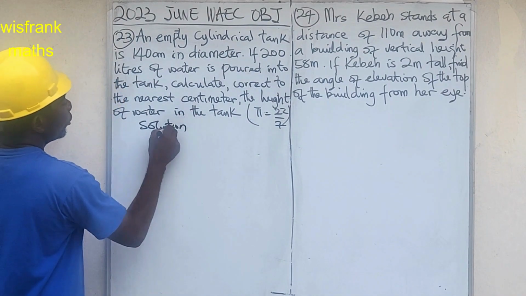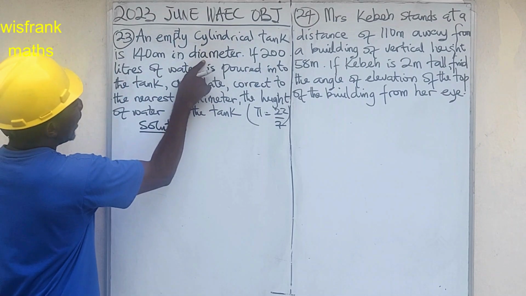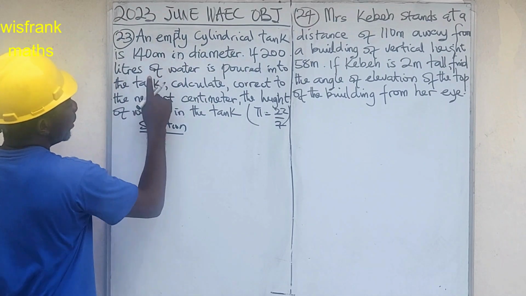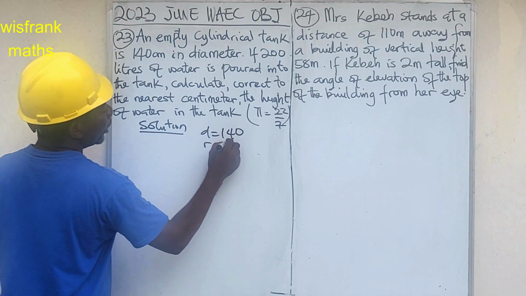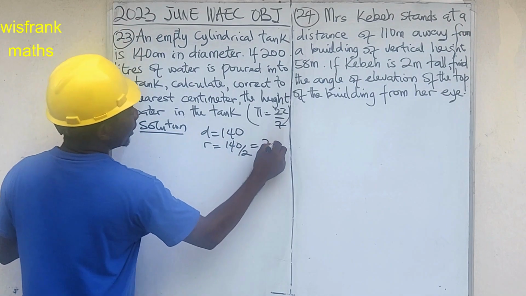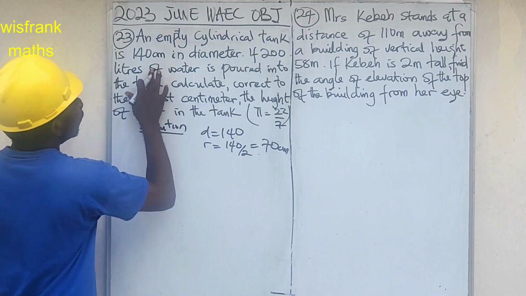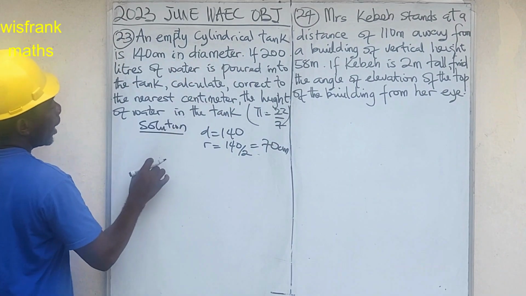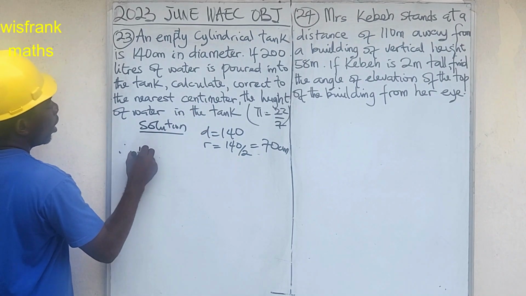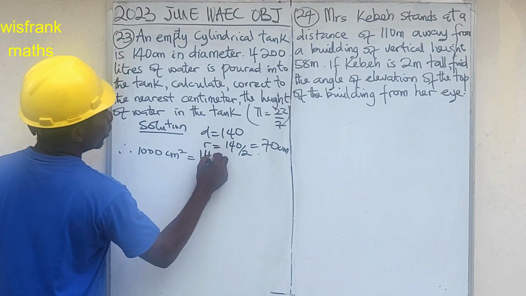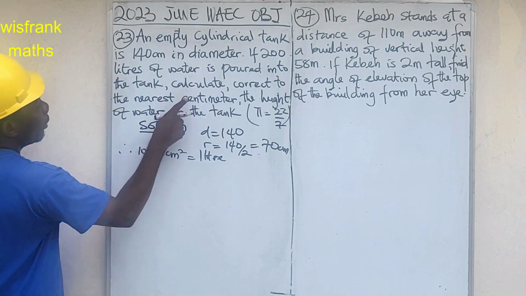So we have the solution. Here we are given the diameter as 140 cm. When the diameter equals 140, then the radius will be 140 over 2, which is 70 cm. Now the volume of the water is in liters, while we are asked to present our answer in centimeters. Therefore, 1000 cm cubed equals 1 liter. So in this case, we have 200 liters.